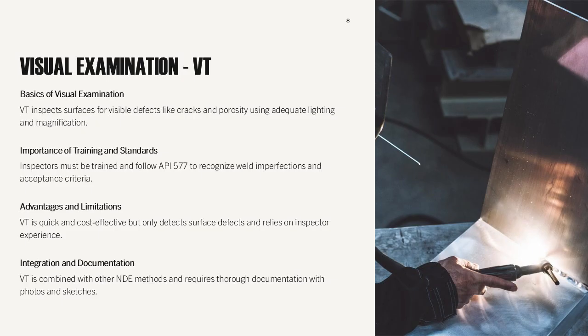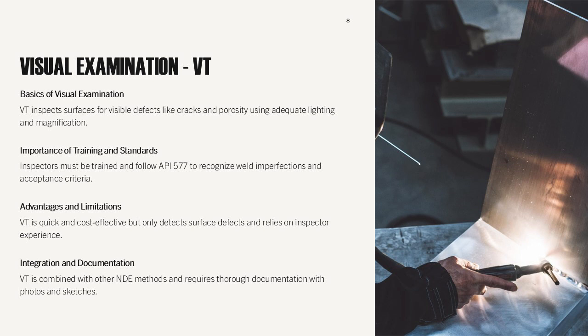Visual examination or VT is the simplest and most widely used NDE method. It involves inspecting the surface of a component for visible discontinuities such as cracks, porosity, undercut, and incomplete fusion. VT requires adequate lighting, magnification tools, and surface preparation to ensure accurate results. API 577 specifies that inspectors must be trained to recognize weld imperfections and understand acceptance criteria. VT is often the first step in inspection because it is quick, cost-effective, and does not require sophisticated equipment.